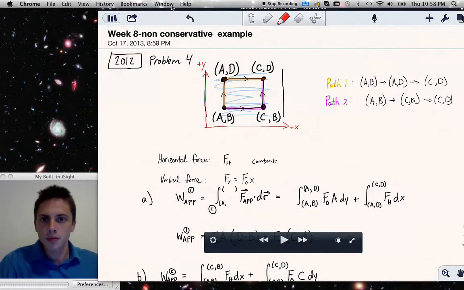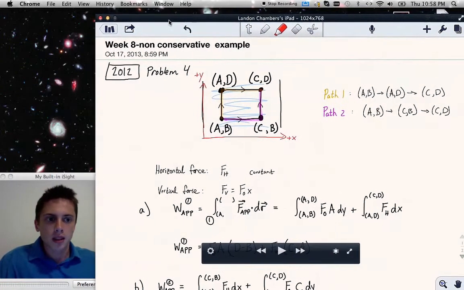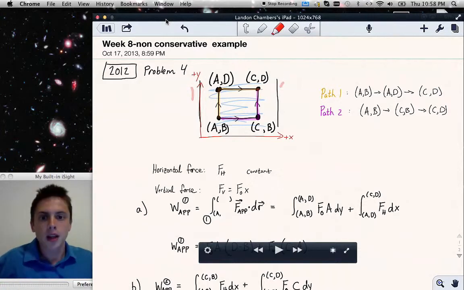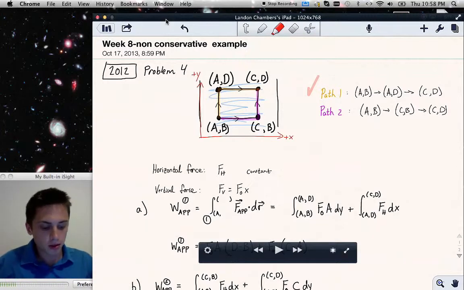Okay. All right. So, as described, we have something like a crate being moved around in a river. So we have two river banks, one on this side and one on this side. And what we're going to do is consider two different paths. So path 1 is the path that goes from AB to CD, but first goes to point AD and then to point CD directly. And then we're also going to look at path 2, which goes from AB to CB and then from CB to CD.